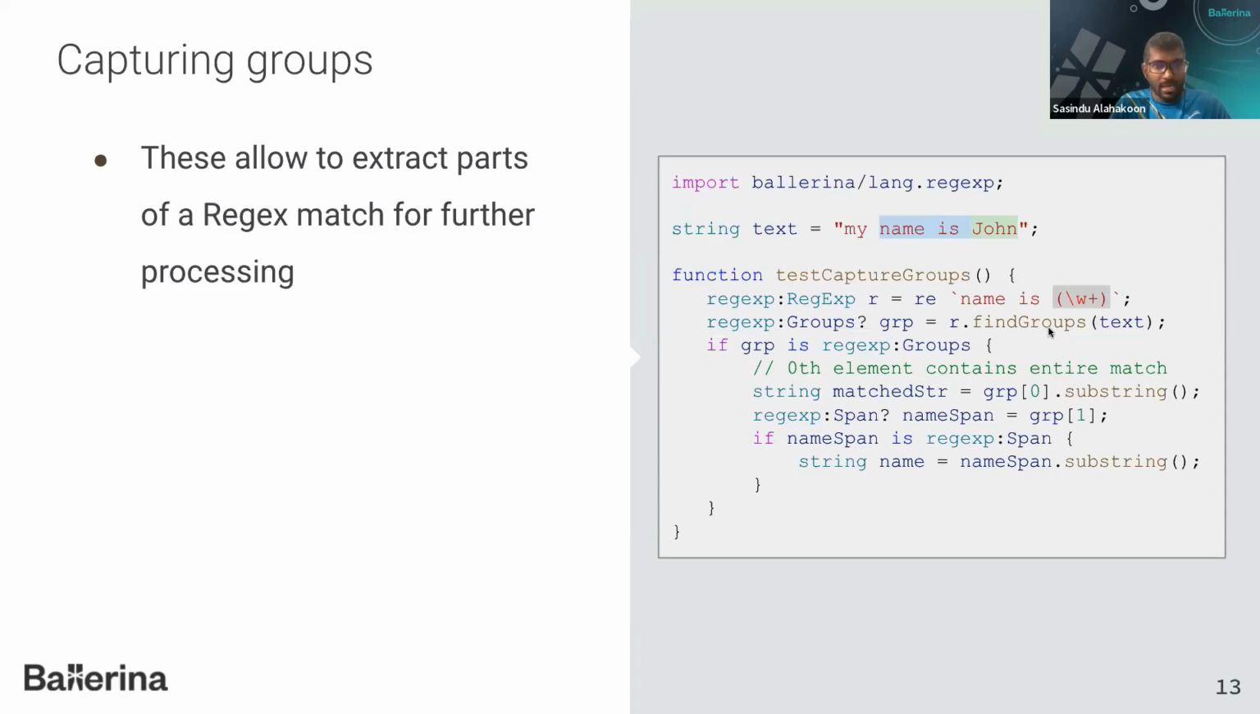The zeroth data element in the groups tuple represents the complete matched string. In this case, it is name is Joe. The first data element in the groups tuple will represent the string value of the first capturing group. In this case, it is Joe.